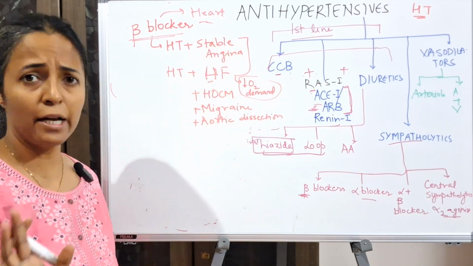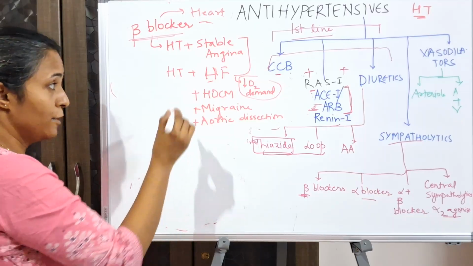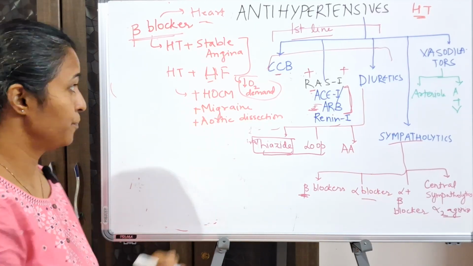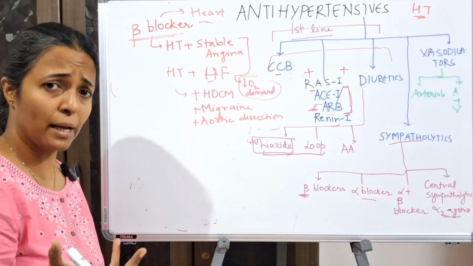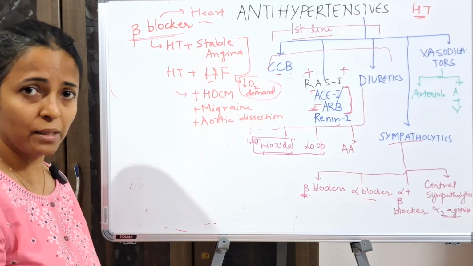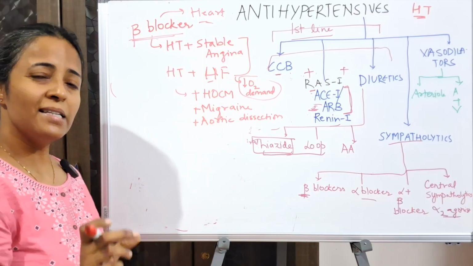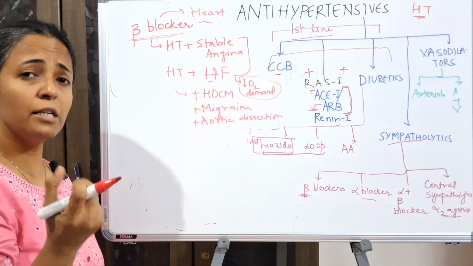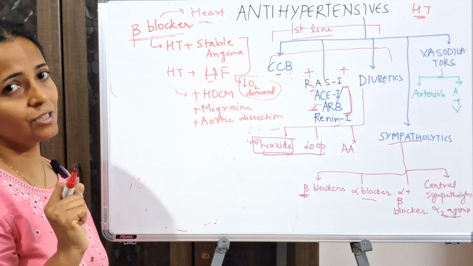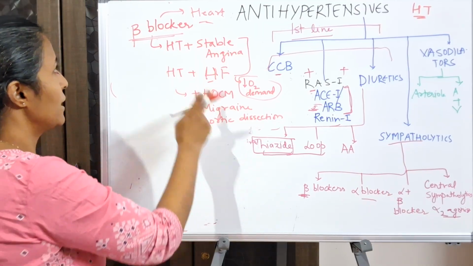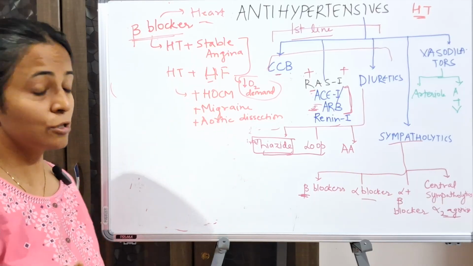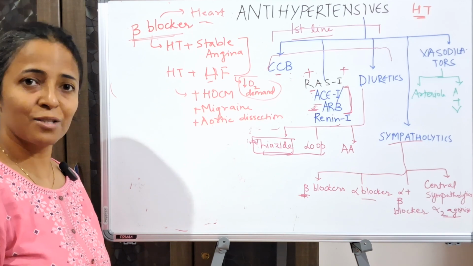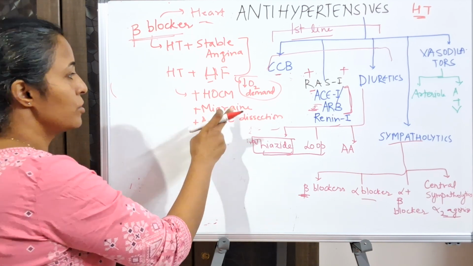So stable angina and heart failure, they are used. HOCM, again, HOCM benefits when we decrease the contractility. So HOCM is what? Hypertrophic obstructive cardiomyopathy. In this, there is obstruction at the aortic level. Okay, so when there is increased contraction, that obstruction increases. So that's why beta blockers help in HOCM. Migraine, actually, beta blockers are used for prophylaxis of migraine. Okay, so that also helps.